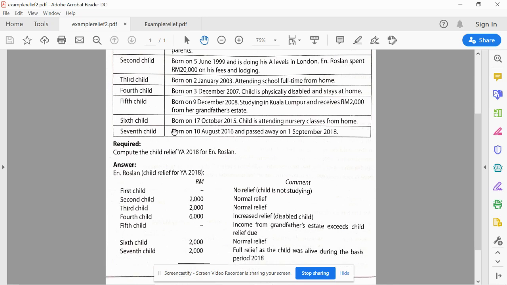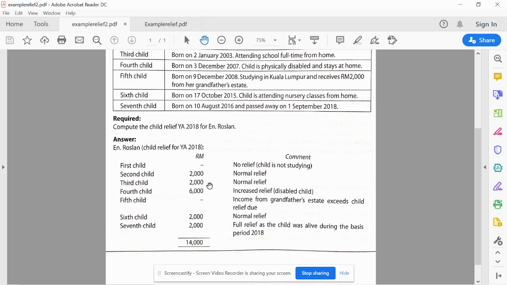The seventh child is born on August 2016 but passed away on 1st September 2018. He or she is still eligible for a full relief because the child is considered as alive during the basis period of 2018. Alright, if he or she passed away in 2019, then we cannot claim relief for 2018. So this makes the total child relief for Encik Roslan amounted to 14,000 ringgit.